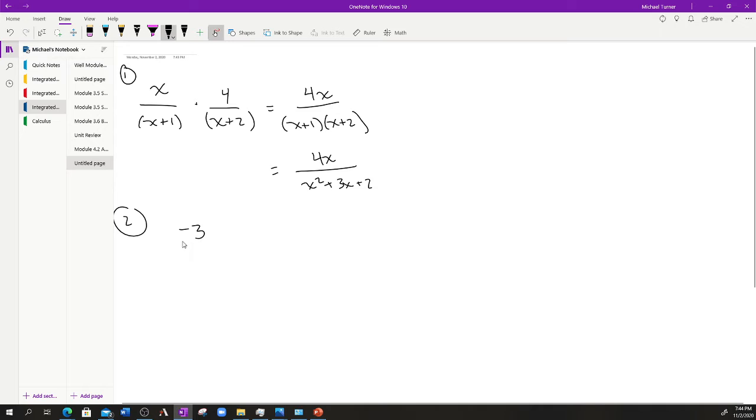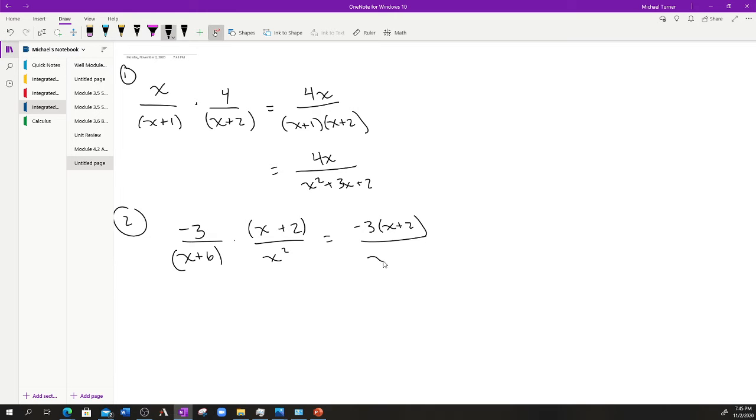Another example here, negative 3 over x plus 6 times x plus 2 over x squared. This could be in parentheses, it could not. Idea is the same, we're multiplying straight across, so here I end up with negative 3 times x plus 2 over x squared times x plus 6. And if I'm asked to expand that out, I end up with negative 3x minus 6, and in the bottom I end up with x cubed plus 6x squared.